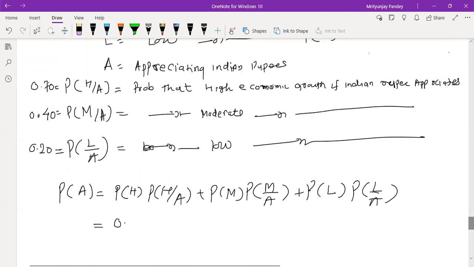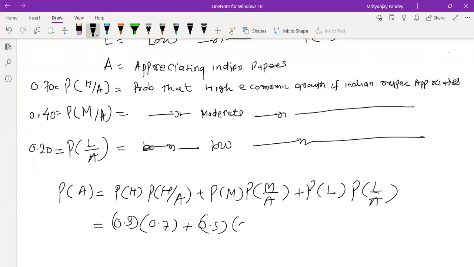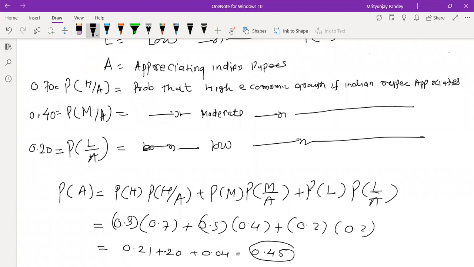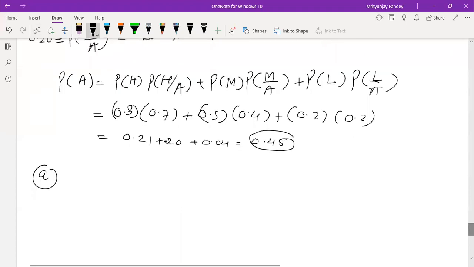0.3, and its answer 0.7, right? 0.5, 0.4, 0.2 and again 0.2. 7 into 3 is 21, 0.04, 0.41, 0.44, no, 0.45. Is it correct? Check. Yes, sir, it is 0.2. Okay, now the first part of your question is P of H upon A or A by H?